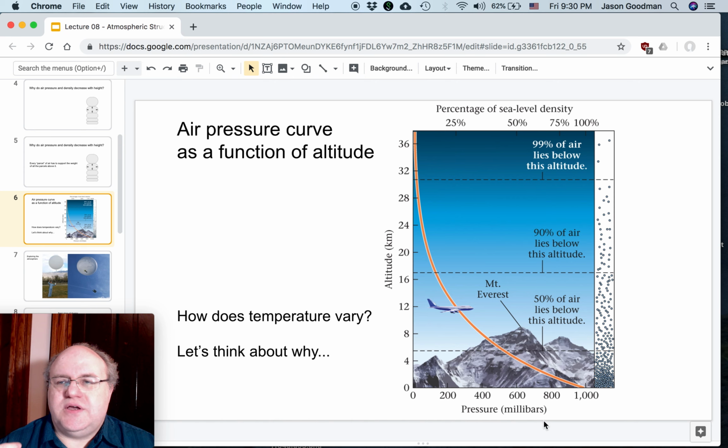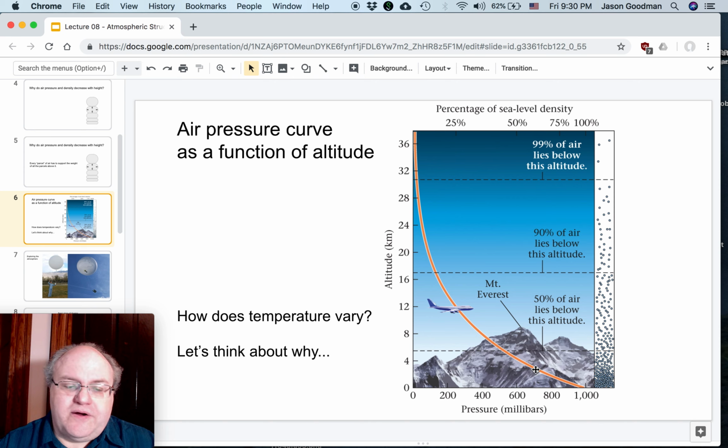1 bar is our word for the standard pressure at the ground. So 1,000 millibars is 1 bar, which is ground pressure. So in this graph, the vertical axis is height and the horizontal axis shows pressure. And so down at the ground, we have 1,000 millibars.